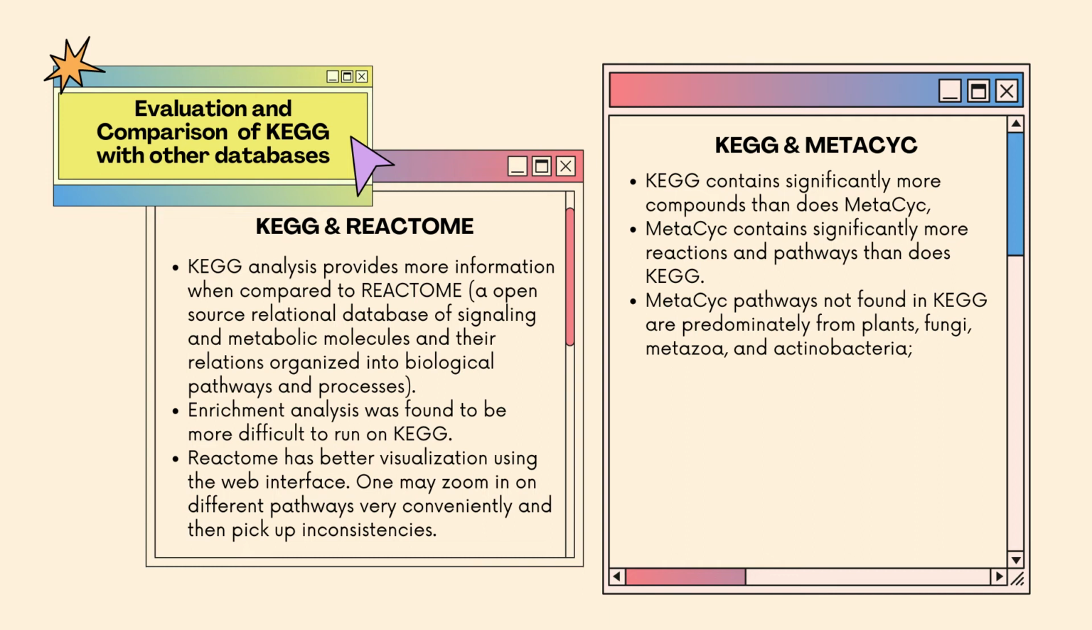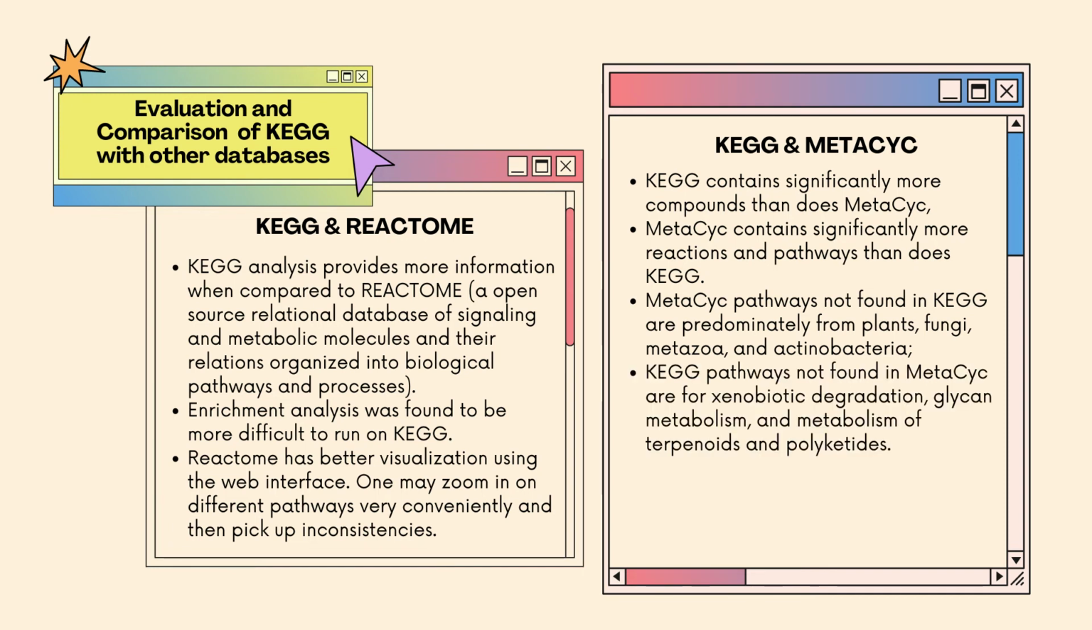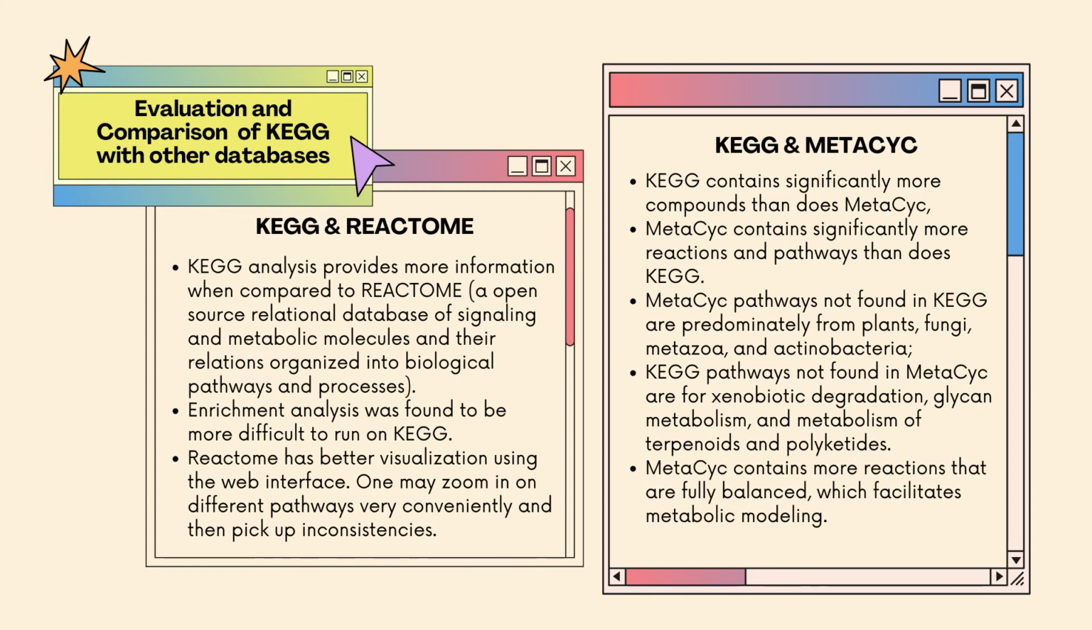that MetaSeq pathways not found in KEGG are predominantly from plants, fungi, metazoa, and actinobacteria. KEGG pathways not found in MetaSeq are for xenobiotic degradation, glycan metabolism, and metabolism of terpenoids and polyketides. MetaSeq contains more reactions that are fully balanced, which facilitates metabolic modeling such as using flux balance analysis. Both databases contain atom mapping data.